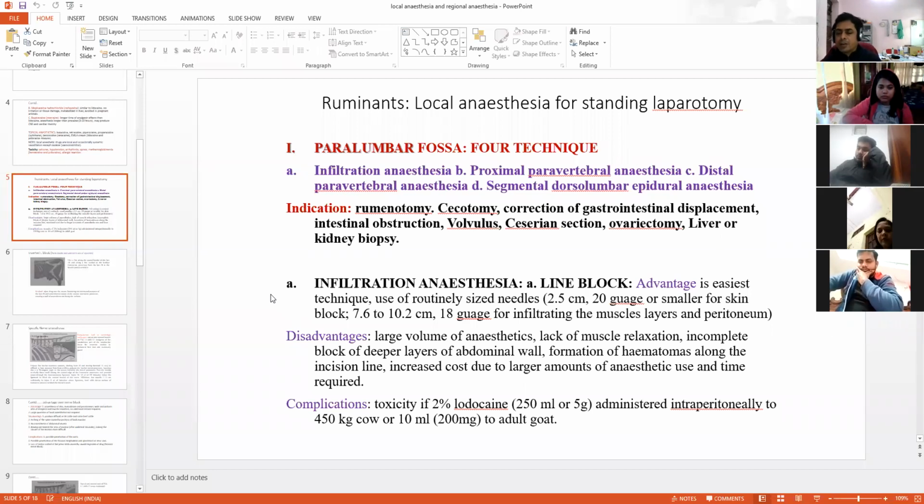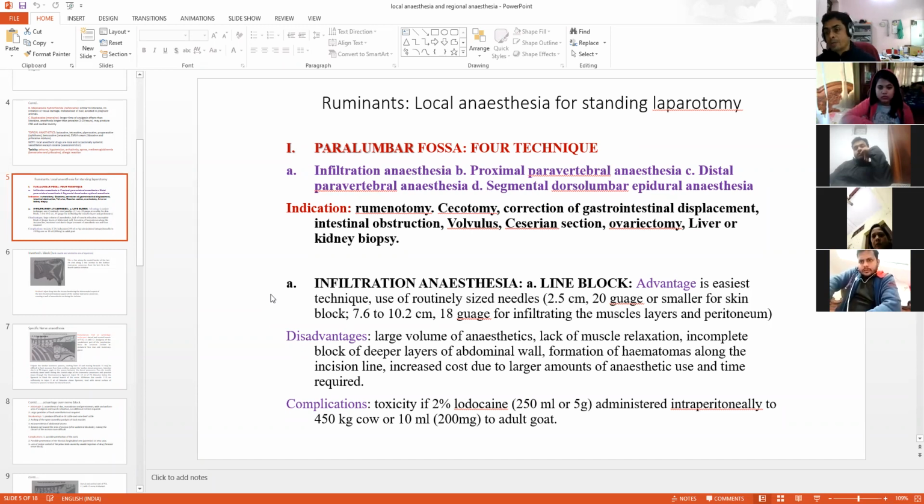Don't go deeper, otherwise what will happen? It will penetrate internal organs. So try to avoid inserting the needle beyond the peritoneum. Try to include the muscle layer and peritoneum so that we can get a good line block and good infiltration anesthesia.